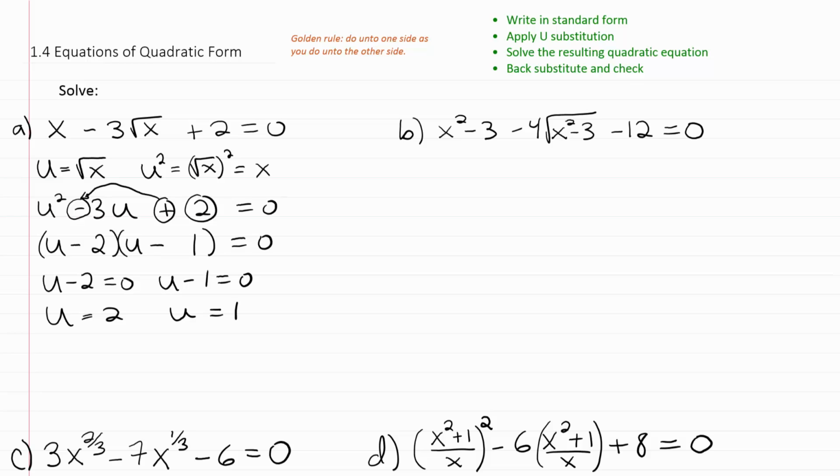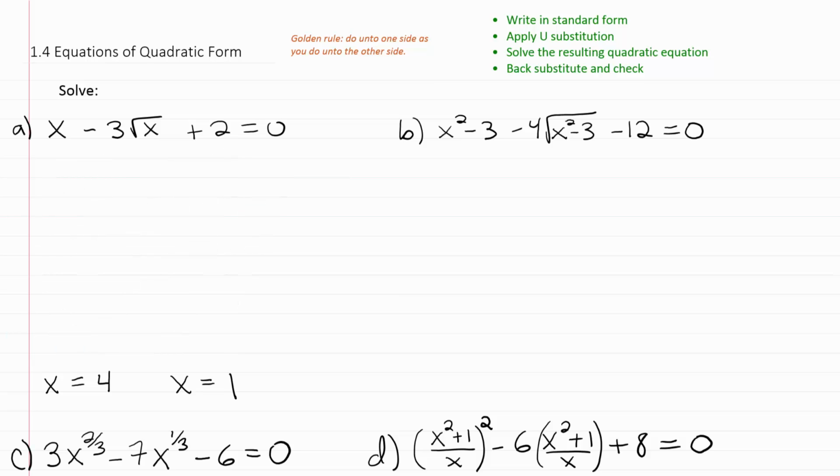Now don't forget that u is the same as the square root of x in this problem. So we'll have the square root of x is equal to 2, and the square root of x is equal to 1. So of course, if we square both sides of the equation, we'll get the answer x is equal to 4 and x is equal to 1. Now we need to check our answer because we need to make sure that when we squared at the end there to solve for x, we didn't introduce answers that don't work in the original equation. So we need to check our solution then.